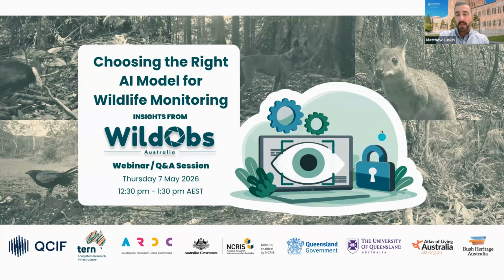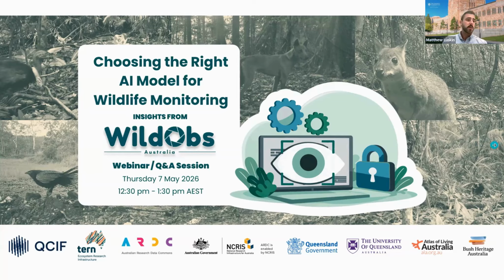So my name's Matthew. I work at the University of Queensland and have been involved in WildObs from the very beginning. And we've had three different webinars now explaining what our platform and services and products are doing, what problems they're solving, how to use them, how they're compatible with other systems that you might already be using. And so this is the third session where we're going to focus in on choosing the right AI model for your wildlife monitoring needs. And what we're going to do today is I'll give a quick introduction about how this fits into the workflow more generally.